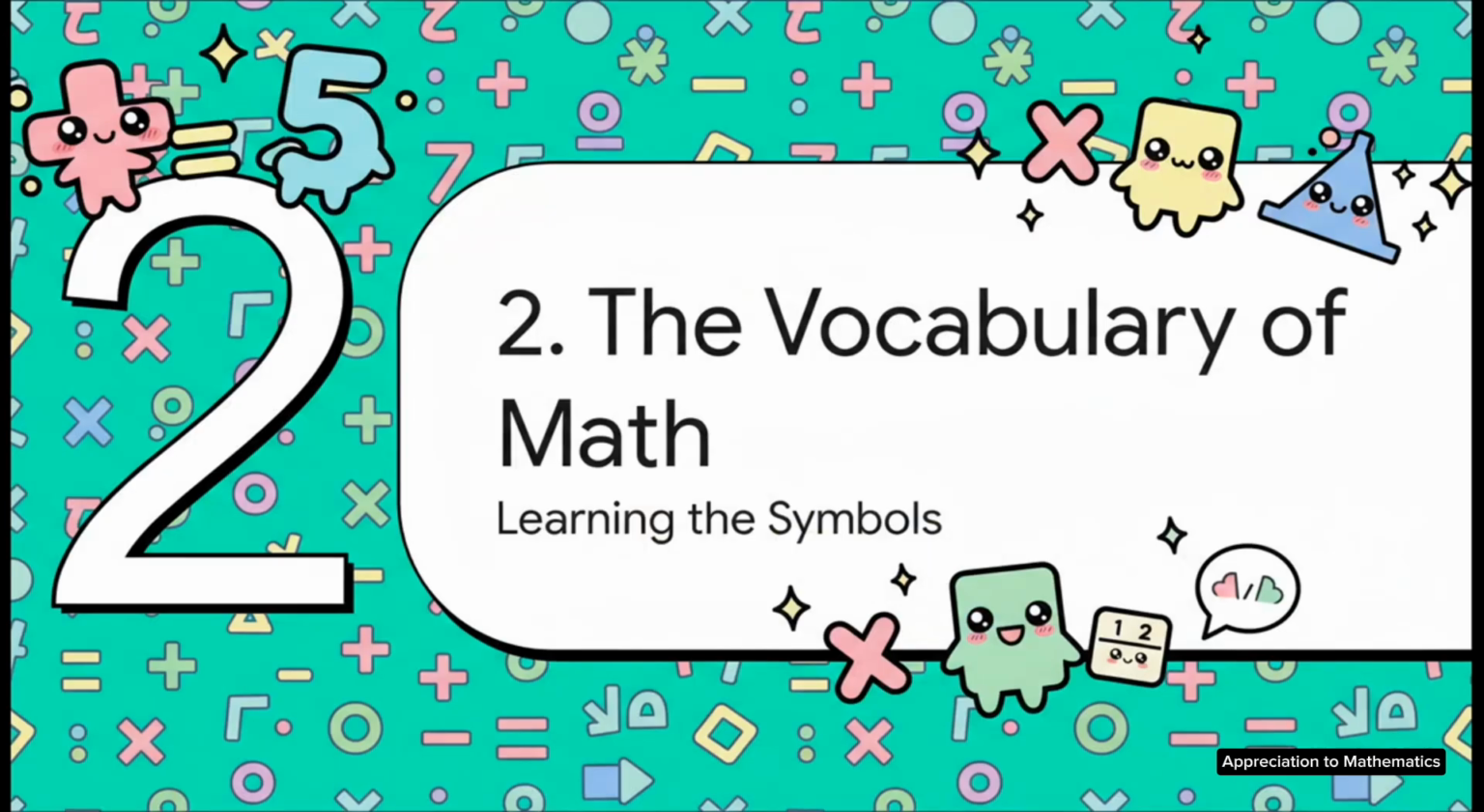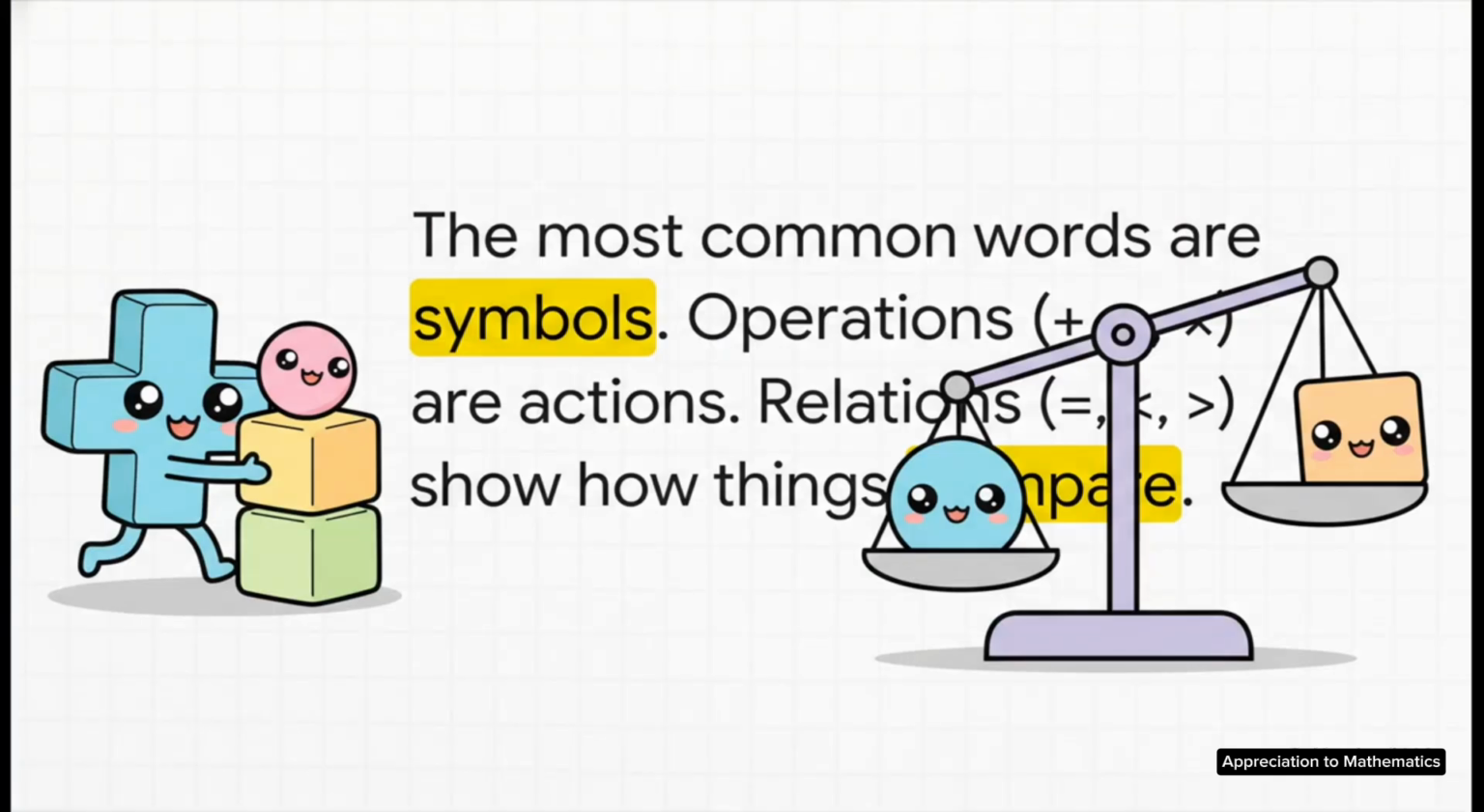Okay, so if we're going to learn to speak math, we've got to start where every language class begins, with the vocabulary. We have to learn the words. Now, the funny thing is, the most common words in math aren't really words at all. They're symbols, and you already know most of them. You've got your operation symbols like plus and minus that tell you what to do. And you've got your relationship symbols, like the equal sign or the greater than sign, that tell you how two things are connected. These are kind of like the verbs and the conjunctions of math.